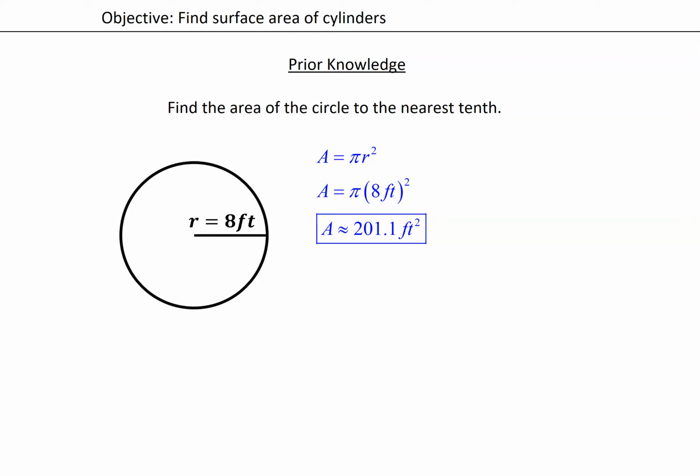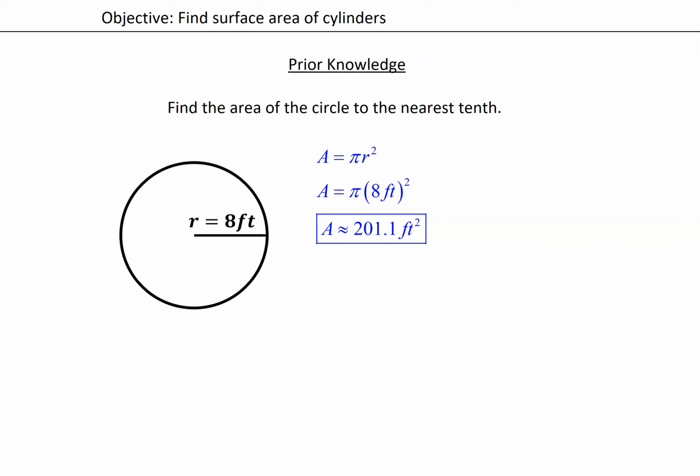In this lesson, we are going to go over some examples of finding the surface area of cylinders, and we are going to talk about how to do so using a formula and also how to do so using a net. So a couple of pieces of prior knowledge that we are going to need to use is one, finding the area of a circle, because in surface area we need area of the bases, and the bases of a cylinder are congruent circles.